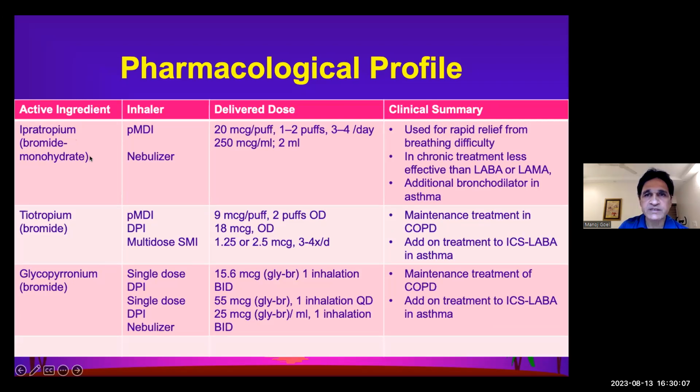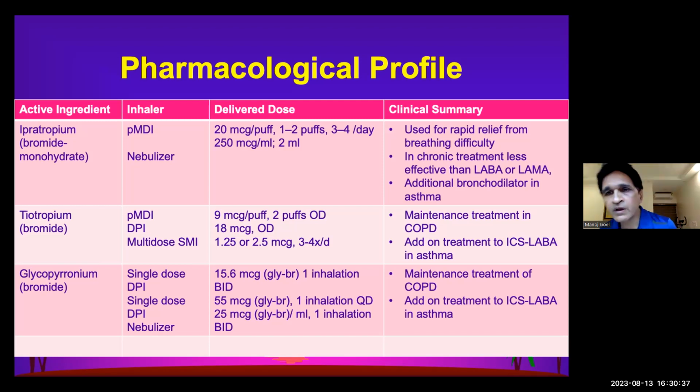So ipratropium is a SAMA, right? Short-acting muscarinic antagonist used for the rapid relief of breathing difficulty, but not as a first line. The first line rescue therapy remains the SABA, right? So if you want to use ipratropium, it is usually used as a combination with SABA. Okay, so like levosalbutamol-ipratropium combinations are available, which we commonly know as Duolin. I'm not marketing any company's product. It's just because they're commonly available and you are familiar with these, so I'm naming them.